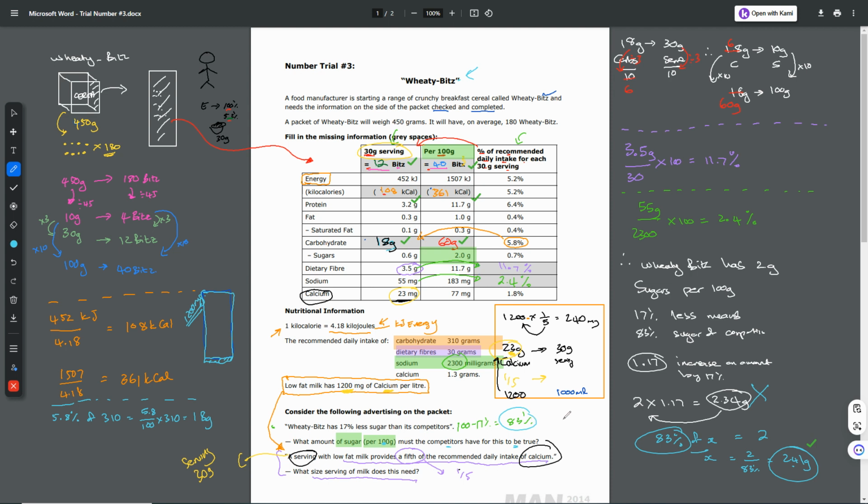So the answer that we have here looks like this. They've taken 237, or this 240 milligrams, and divided it by 1,200, and multiplied it by 1 liter. And they're saying that a serving is about 200 milliliters of milk. 200 milliliters of milk will get you a serving.